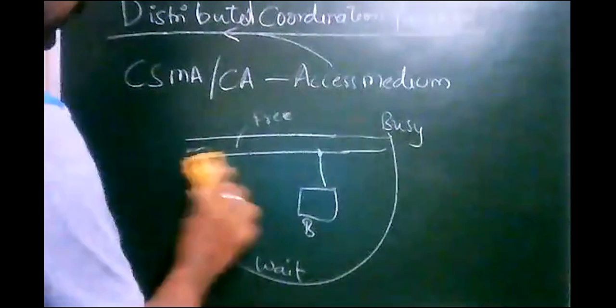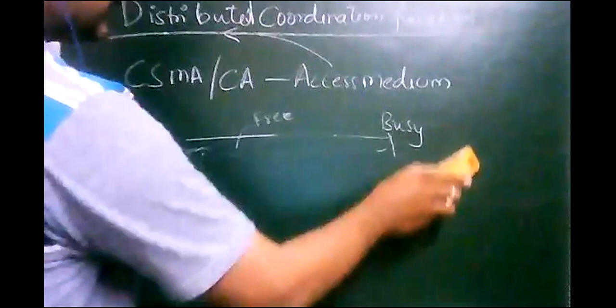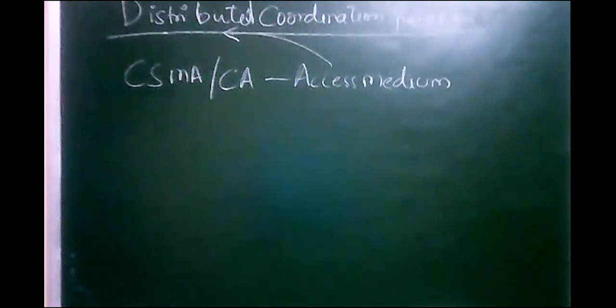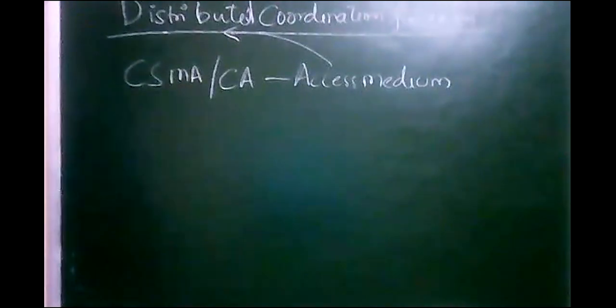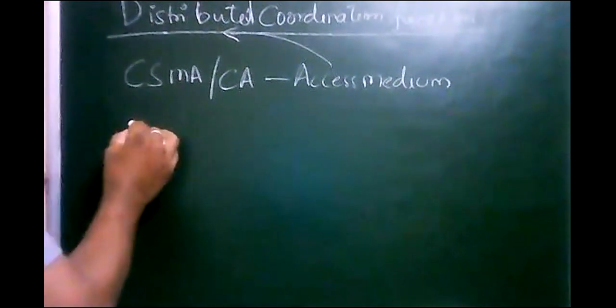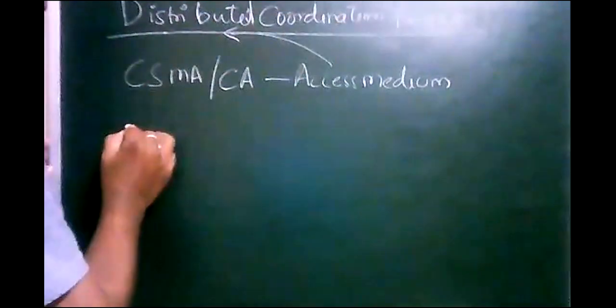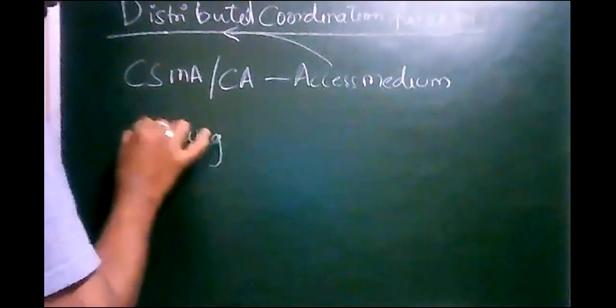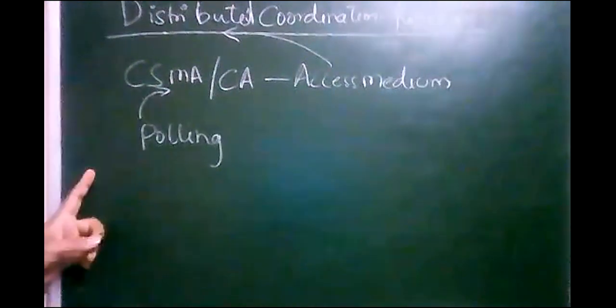It uses one kind of topic, that is polling. Polling is one kind of concept used in CSMA/CA as part of the MAC sublayer, which is used for avoiding collisions. The concept used over the distributed coordination function is polling.